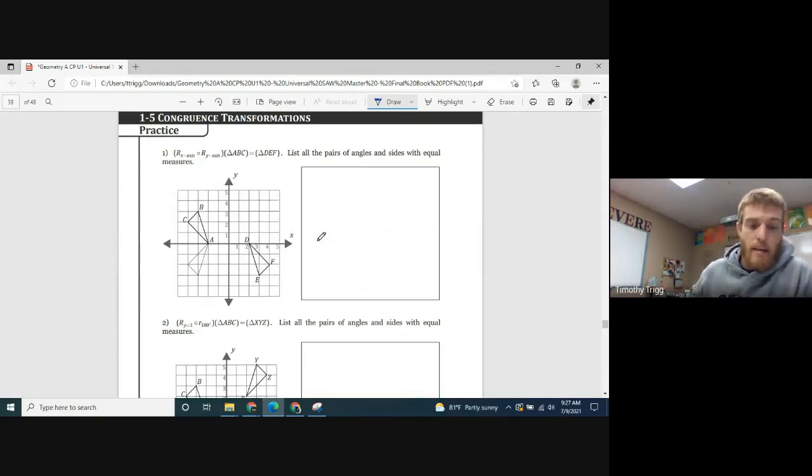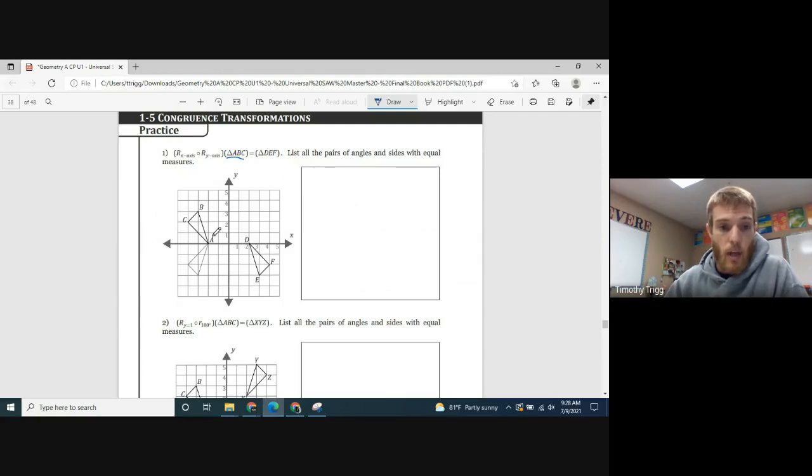So here they're already giving you what happened here. So they took triangle ABC and they reflected across the y-axis and they reflected across the x-axis and they got this triangle DEF. Okay. So it says list all the pairs of angles and sides with equal measure. So we're writing congruent angles and congruent sides.